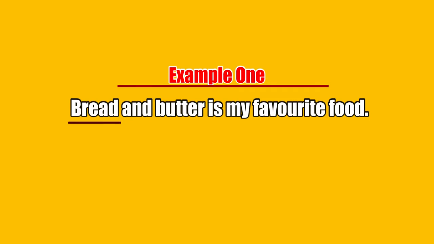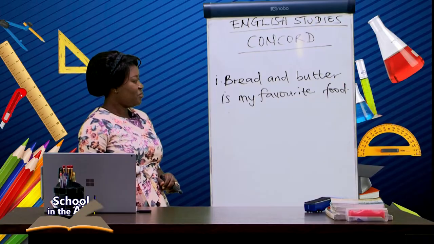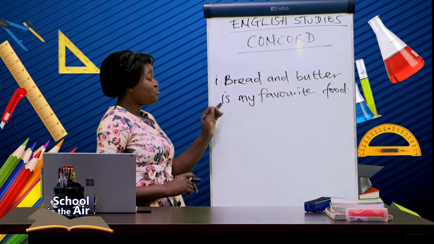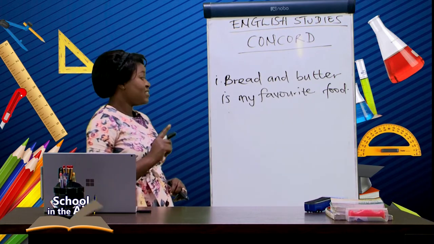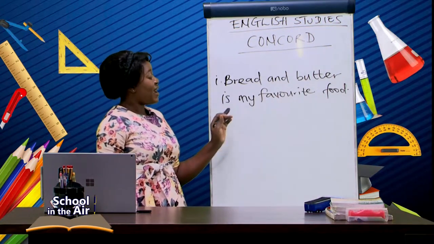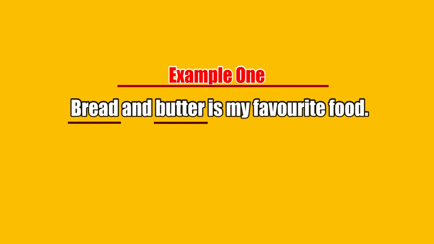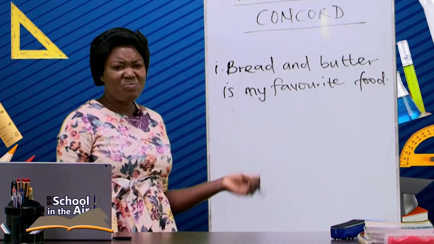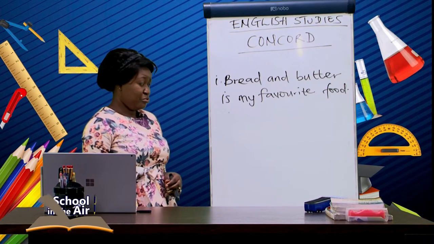If you look at this sentence structure, you'll see that we have bread in the subject position, and we also have butter. For the mere fact that we have bread and butter in the subject position, that does not mean that we now use a plural verb. No, because bread and butter have been used as one entity. You cannot take butter in isolation of bread. You eat the two together. And that's why we refer to it as a singular subject, and that's why it requires a singular verb. You cannot say "bread and butter are my favorite food", no.